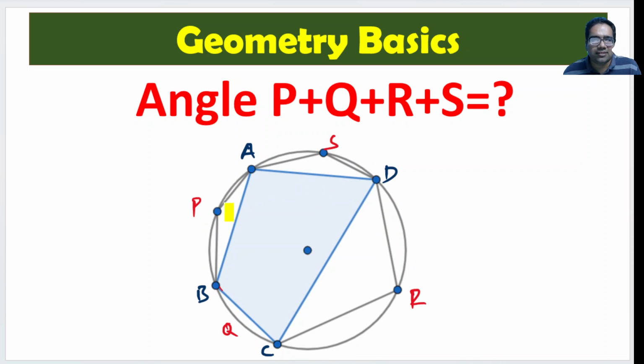Now we want to find the sum of all these angles, P plus Q plus R plus S. What is this sum? We don't know anything about the angles of this quadrilateral, and we don't know anything about the lengths of the sides. We just know that it is a cyclic quadrilateral. Because the question is asked like this, there must be some general formula which we should be able to derive. Let's see how.